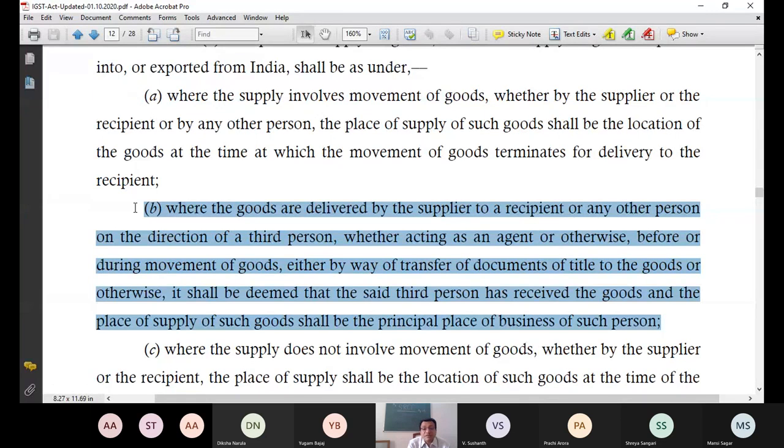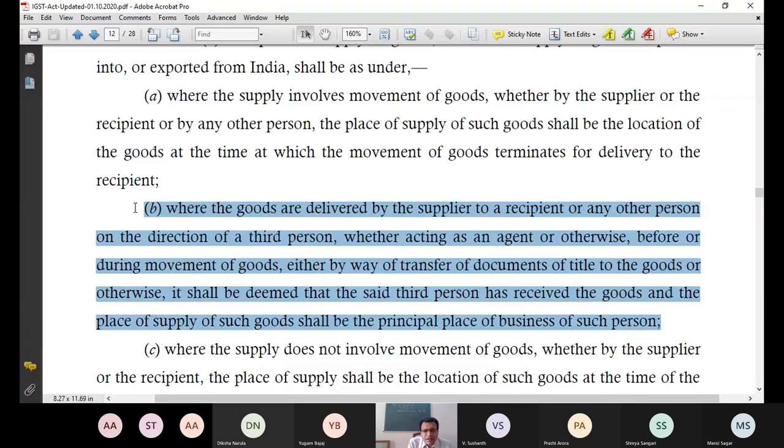Now these instructions may have been given to the supplier when the goods were being loaded into the truck in Punjab, or when the goods were moving from Punjab to Tamil Nadu, because it will take around 9 or 10 days to cover the distance in a truck. So when the goods were moving in the truck, at that time the instructions were passed. Before or during movement is important, not after movement of goods has completed.